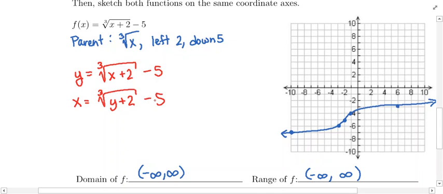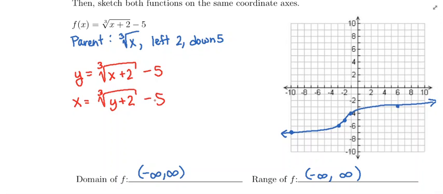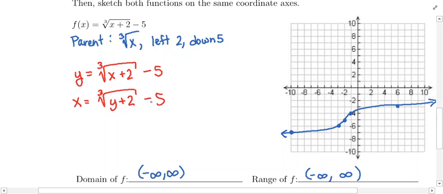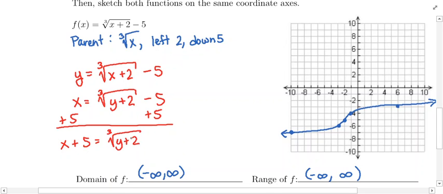Now we want to solve for y. y is trapped inside the cubed root. So the first thing we're going to do is isolate the cubed root. This -5 is separate from the cubed root, so we're going to move it over. Since I'm subtracting 5, I'm going to undo that by adding 5. So we're going to get x plus 5 is equal to the cubed root of y plus 2. Let's keep going.